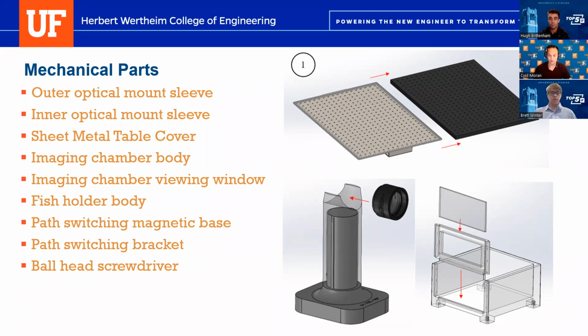The mounting system, which is the bottom left picture, is comprised of the optical inner and outer sleeves and the sheet metal table cover, and it is what holds the optical elements in place. The imaging chamber system in the bottom right provides safe housing for the zebrafish and is comprised of the imaging chamber body, the viewing window, and the fish holder body. Lastly, the path switching system enables the 488 nanometer laser to be directed into either the optogenetic stimulation path or the light sheet path. The path switching is comprised of the magnetic base, bracket, and ball head screwdriver.